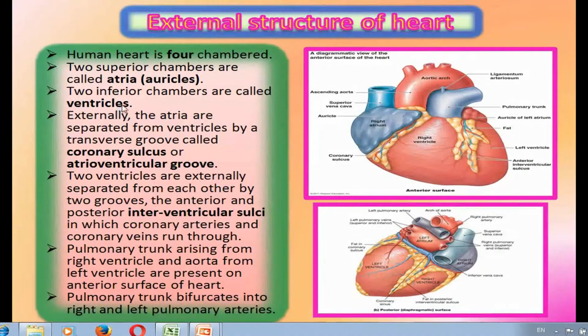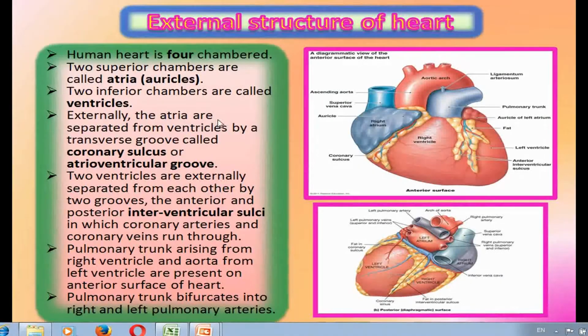Then the two inferior chambers are called ventricles. Here, the two inferior chambers are called ventricles: the right ventricle and the left ventricle.